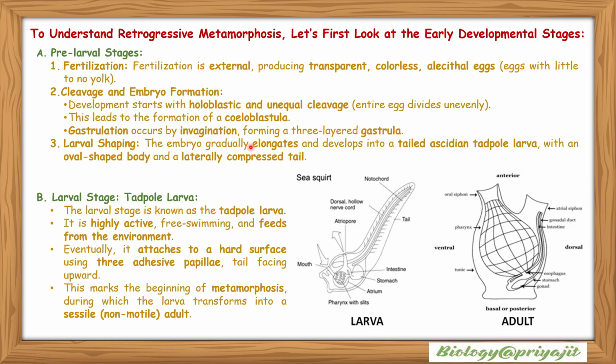Larval shaping. The embryo gradually elongates and develops into a tailed Ascidian tadpole larva with an oval-shaped body and a laterally compressed tail. The larval stage is known as the tadpole larva. It is highly active, free swimming, and feeds from the environment. Eventually it attaches to a hard surface using three adhesive papillae, tail facing upward. This marks the beginning of metamorphosis, during which the larva transforms into a sessile or non-motile adult. This is the larva of Ascidia and this is the adult form.